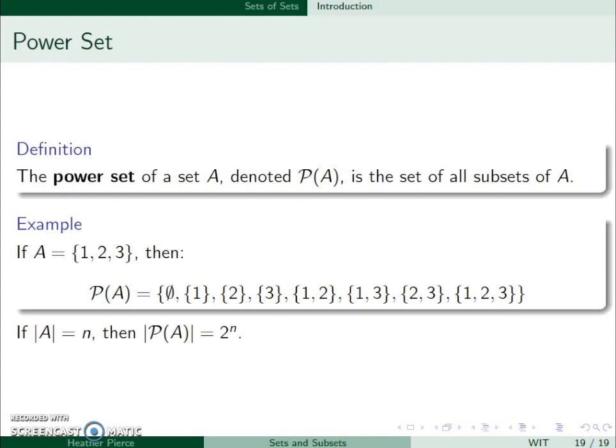And in general, if the cardinality of A is n, the cardinality of the power set is going to be 2 to the n.